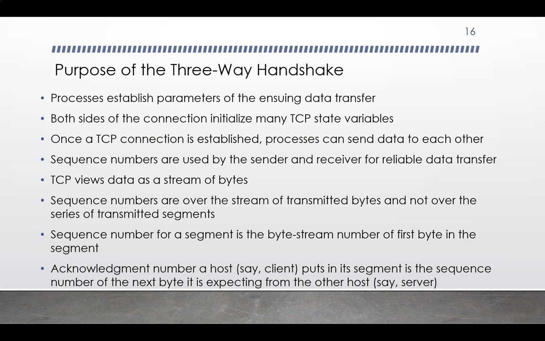The acknowledgement number a host puts in its segment is the sequence number of the next byte it's expecting from the other side. And again, this is how we keep the two parties in agreement as to how much has been sent and how much has been received. So sequence numbers are very important within the three-way handshake and within the conversation as a whole.